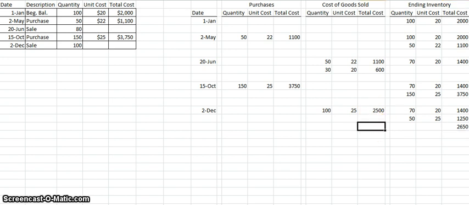If I wanted to know cost of goods sold for the entire year, then we would add up all the cost of goods sold for the period, which would be $4,200.